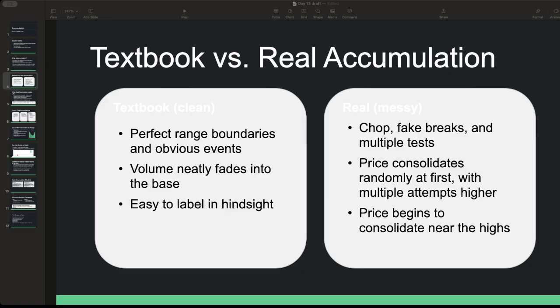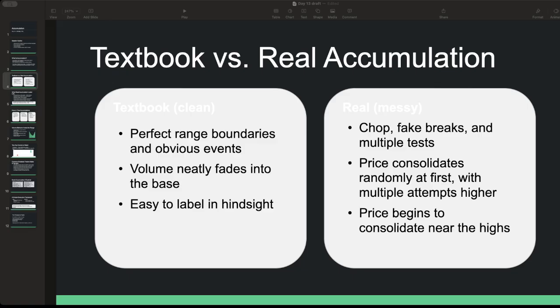Okay, so textbook versus real accumulation. I just have this kind of as a, I guess you can say, a caution slide, because one thing that I noticed is when you study a lot of the textbook moves, you tend to realize that names don't really move as textbook as possible. It's more so a bit different, or there's a few changes. And I think a good example of that is accumulations.